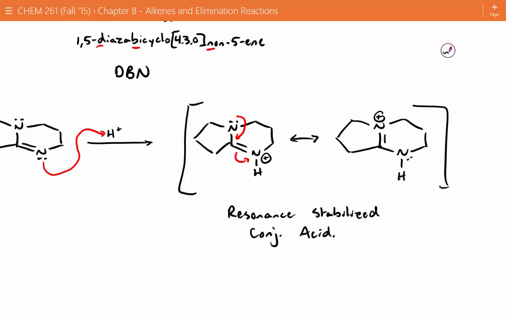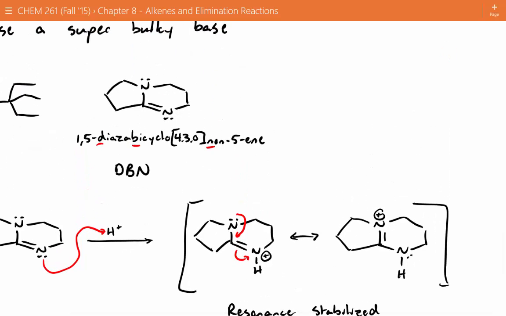Same thing is true with the next one I'm about to show you, but it's even bulkier. So we use DBN a lot, but we also use its cousin. Yeah, that's a scientific term. Chemical cousin. Got this larger ring system coming off.